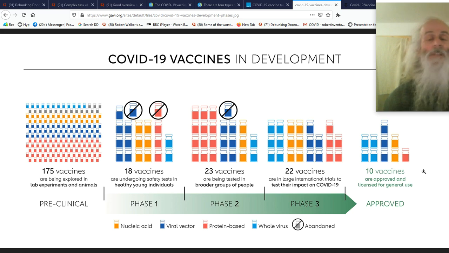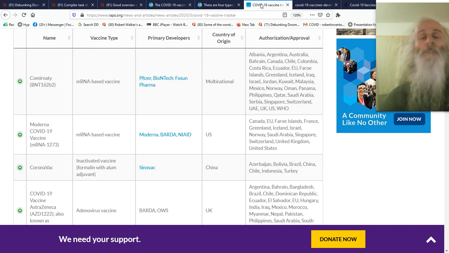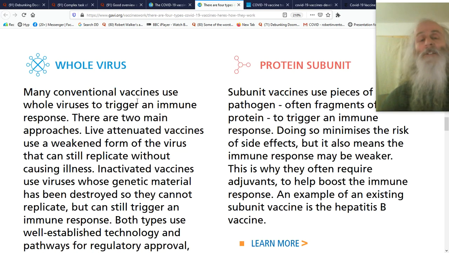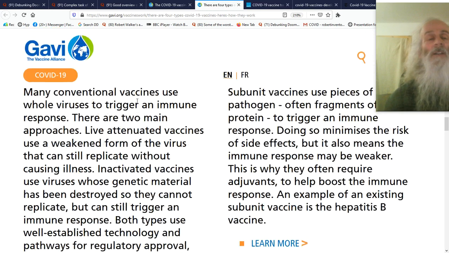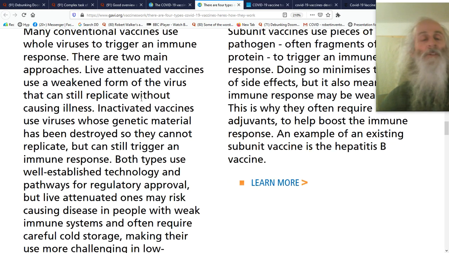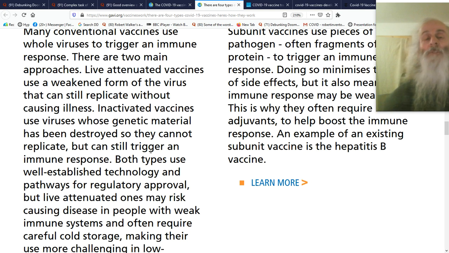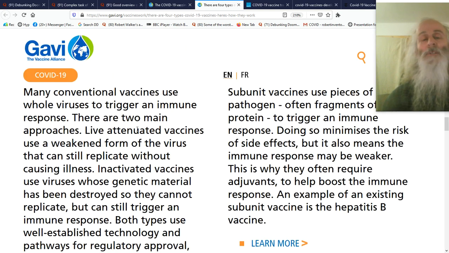And these are the different technologies. They've got a summary of the different technologies here. Let's look at it. So the whole virus: you use either a live attenuated virus, which is a weakened form of the virus, or an inactivated virus, where the genetic material has been destroyed so they can't replicate, but the rest of the virus is still there, so they can still trigger an immune response.